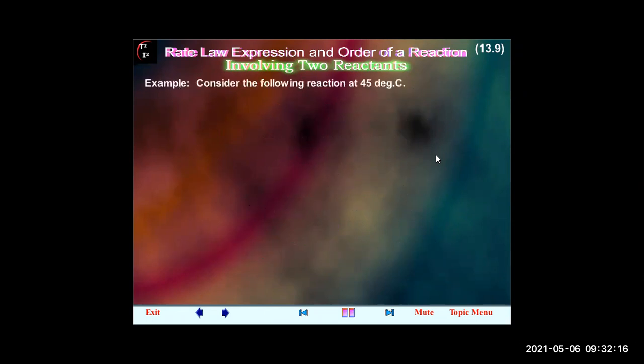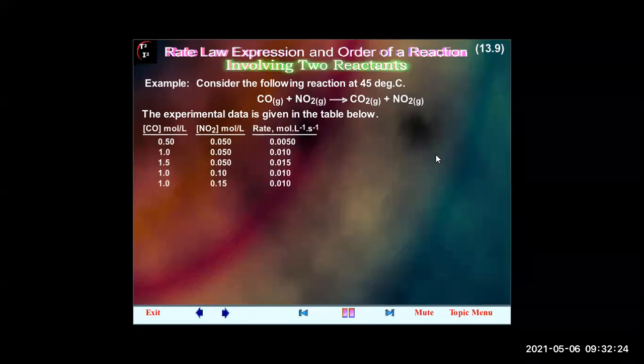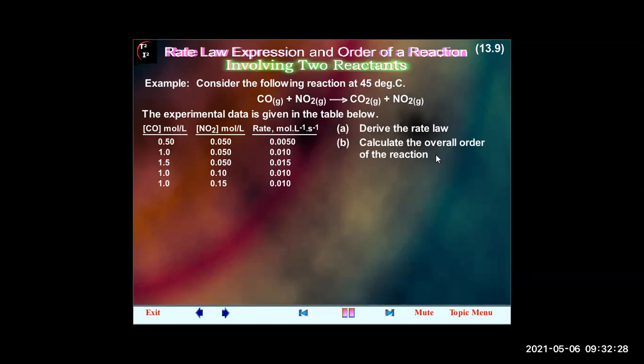Example, consider the following reaction at 45 degrees Celsius. The experimental data is given in the table below. A. Derive the rate law. B. Calculate the overall order of the reaction. C. Calculate the rate constant K. Rate equals K times the concentration of CO raised to the power of m times the concentration of NO2 raised to the power of n.